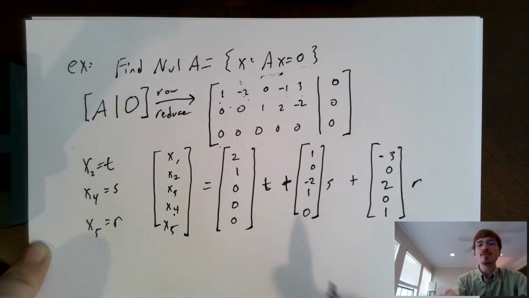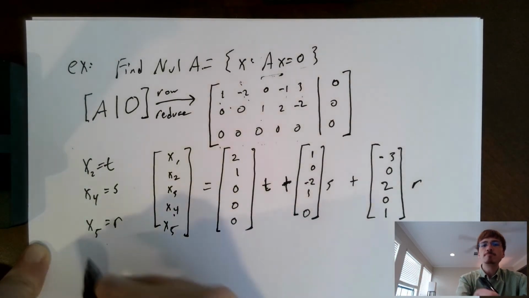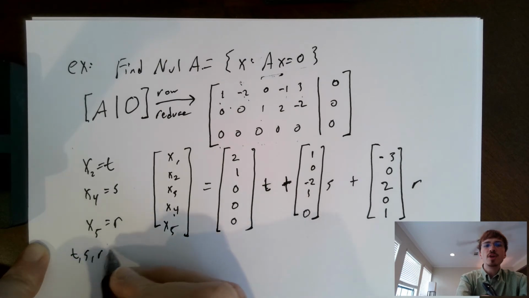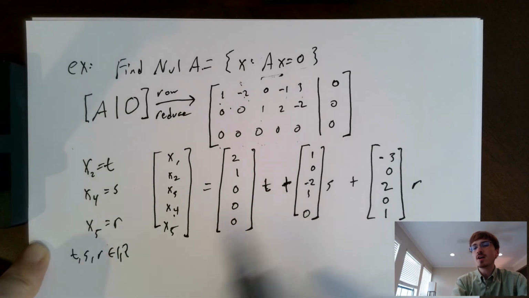So what do you notice about this? We just made a parametric equation of some hyperplane, right? This isn't a big deal. And we know that t, s, and r are parameters that live in the real line, right? So this is just a nice hyperplane. But really, what is this?